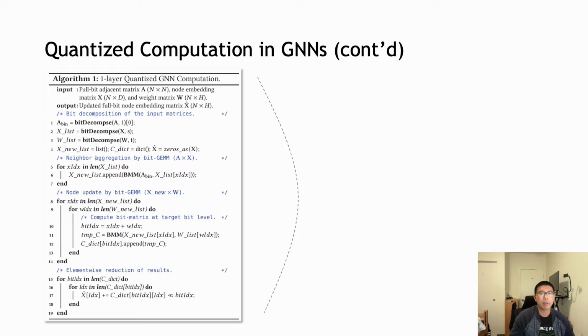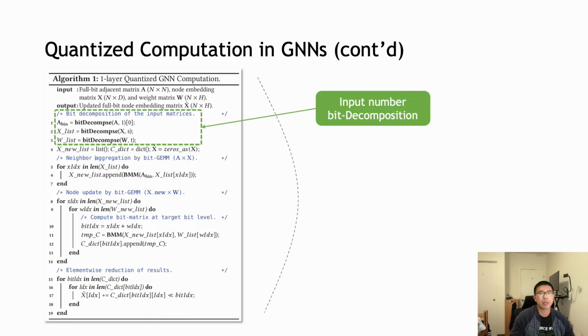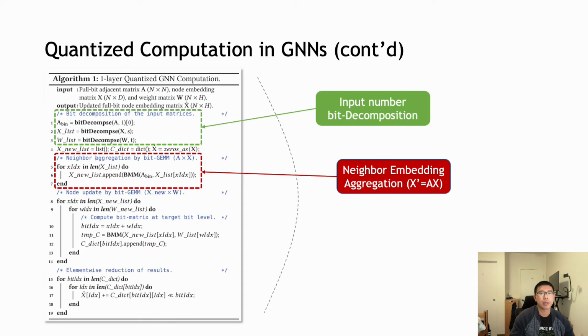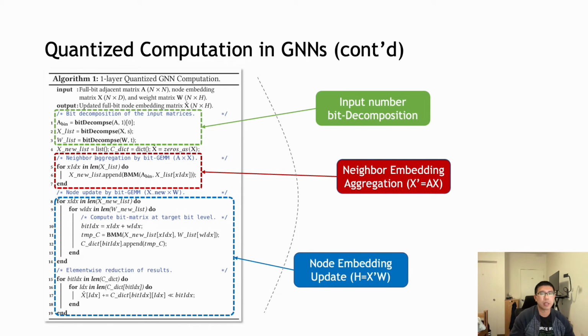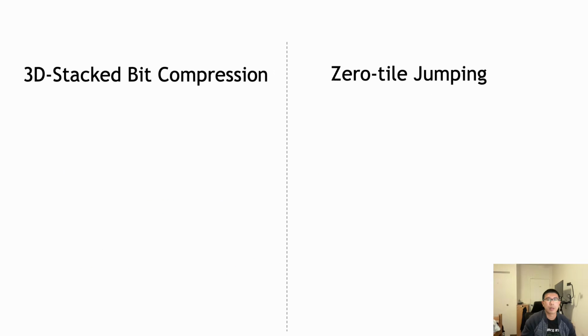Based on our 1-bit based vector-vector multiplication design, we will introduce our 1-bit based quantized matrix multiplication with the following steps. The first step is the input number bit decomposition. The second step is the neighbor embedding aggregation. And the final step is the node embedding updates.